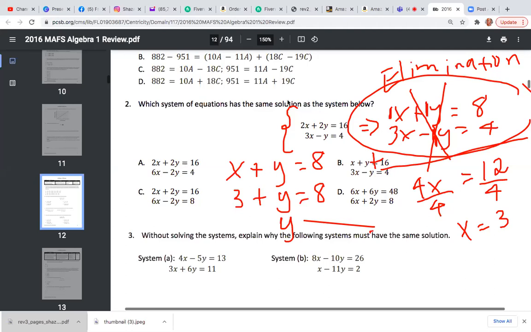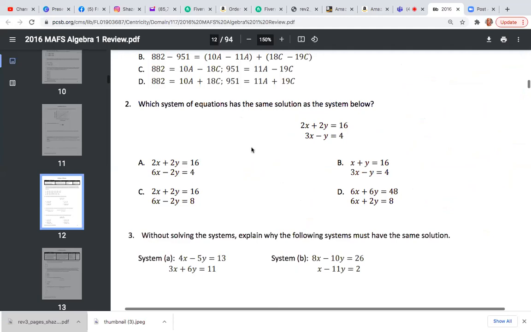What's the value of Y, guys? 5. Yes, absolutely. The value of Y is 5. I don't know what happened here, but my iPad started acting up, okay? So that's one way to solve these systems, guys. And that was called elimination, okay? Elimination.